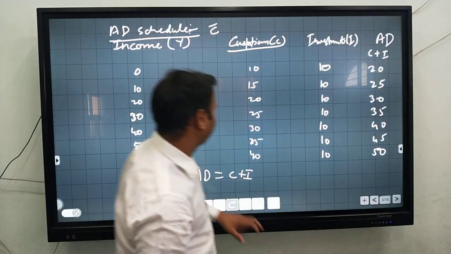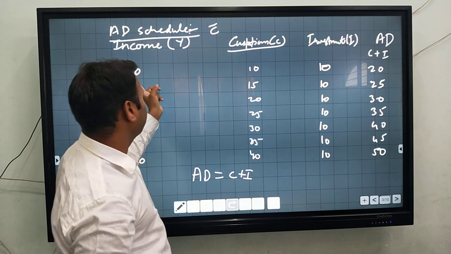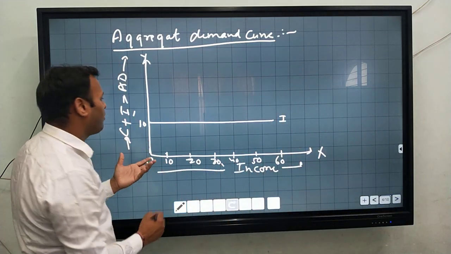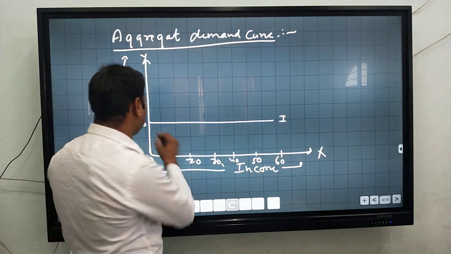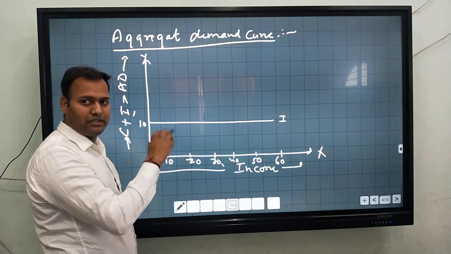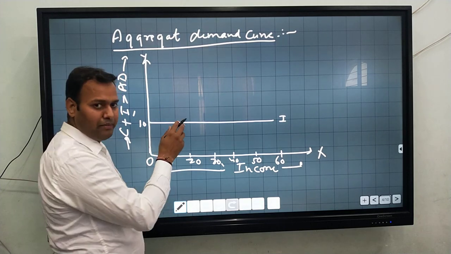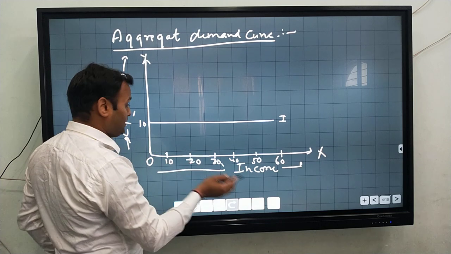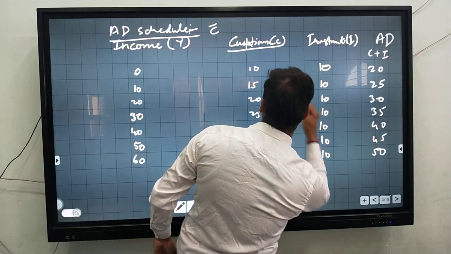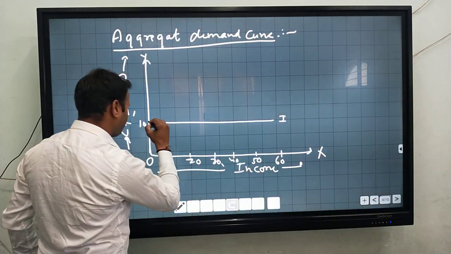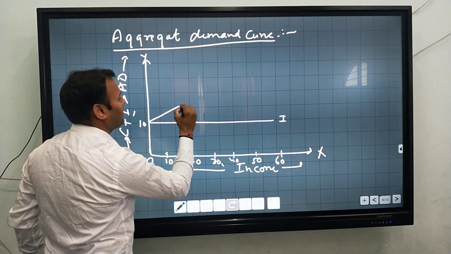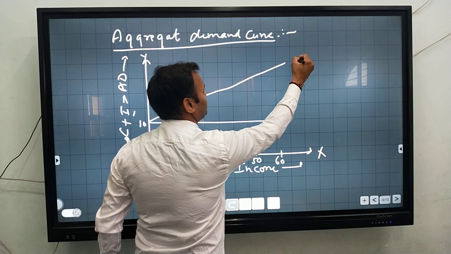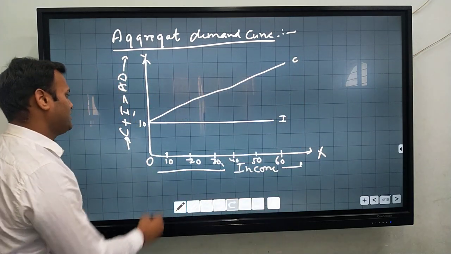Now come to the consumption line. When the income is 0, the consumption starts from 10. Or you can say 10 or more than 10. It doesn't mean you have to consider only 10, maybe 10 or maybe 5. Anything can be, you can take it yourself. So consumption starts from 10: 10, 15, 20, 25, 30, 35. So you can plot here the consumption curve, that is CC.